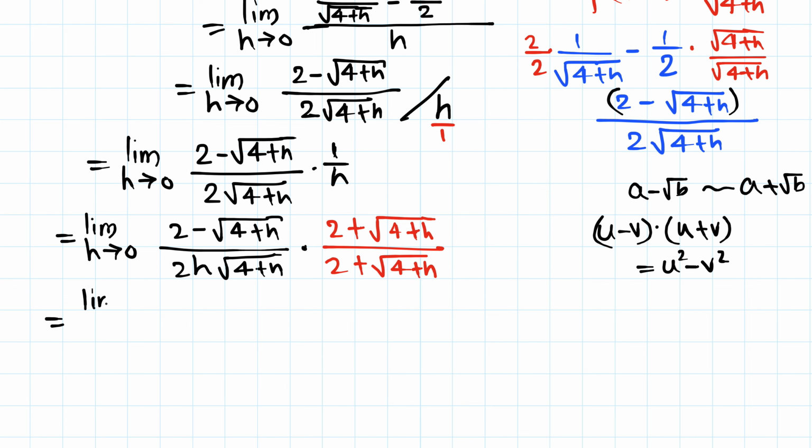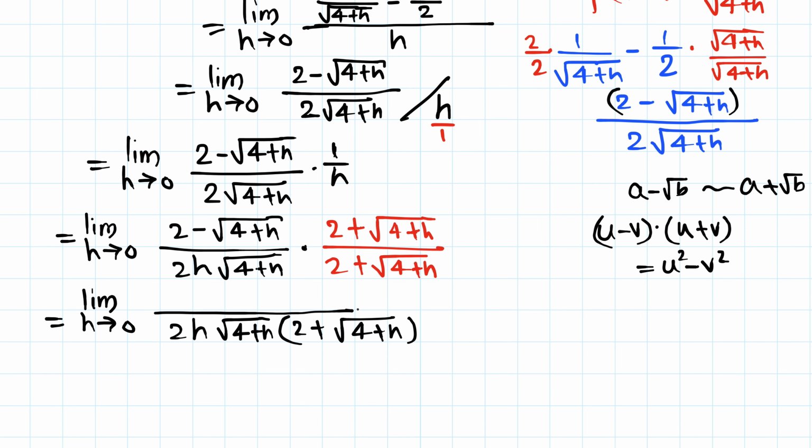Then this is limit as h goes to 0 of, okay, the issue was on the top, so we keep writing everything on the bottom. 2h times the square root of 4 plus h times, this plus means we need to use parentheses, 2 plus the square root of 4 plus h. Okay, plus means this is one block. On the top, using this rule, the difference of two squares formula, but we are multiplying, so this is 2 squared, 4, minus the square root of this one squared.